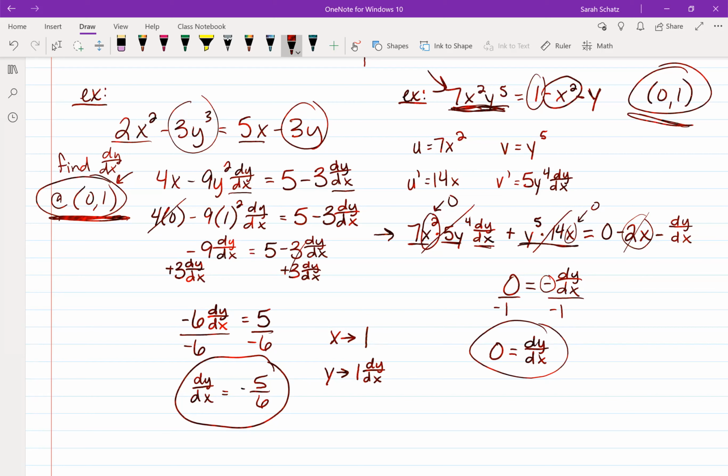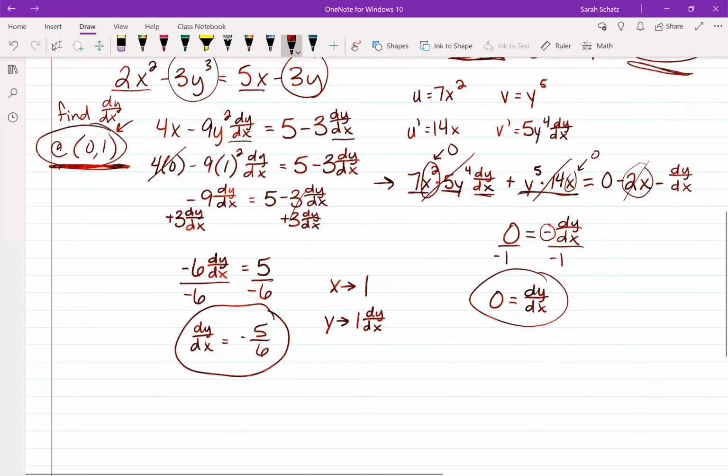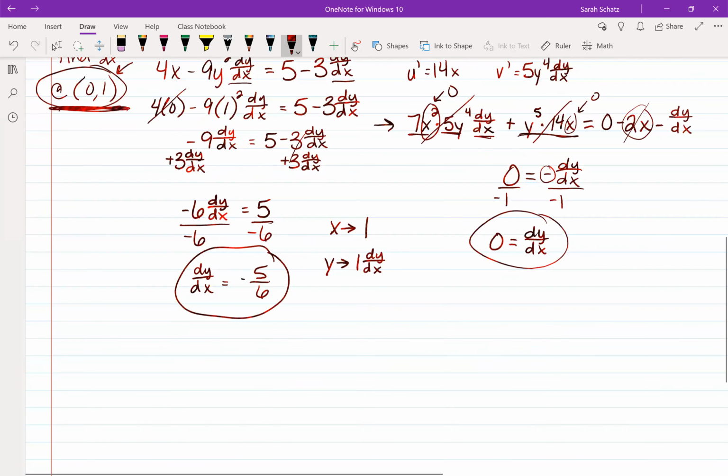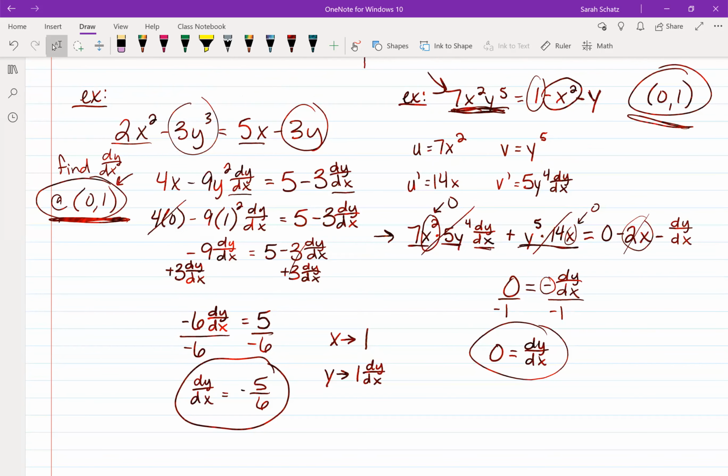So yeah, sometimes having that point to put in, even though it's an extra step, just makes your algebra so much easier. So it's kind of nice sometimes to have that extra step. Here, I'm going to leave this here while I pick another problem to do.